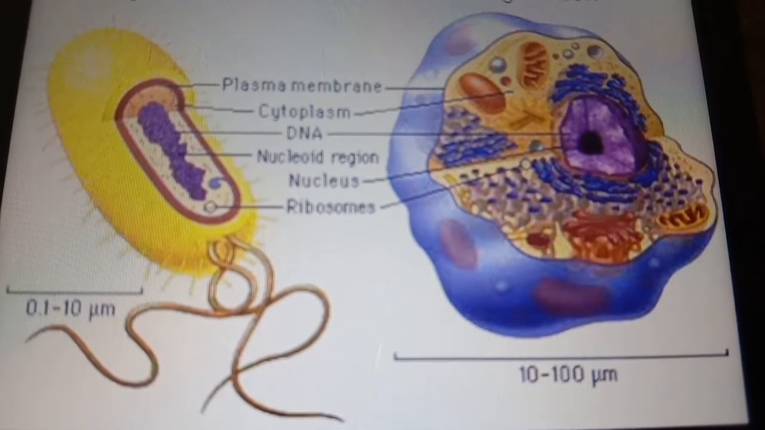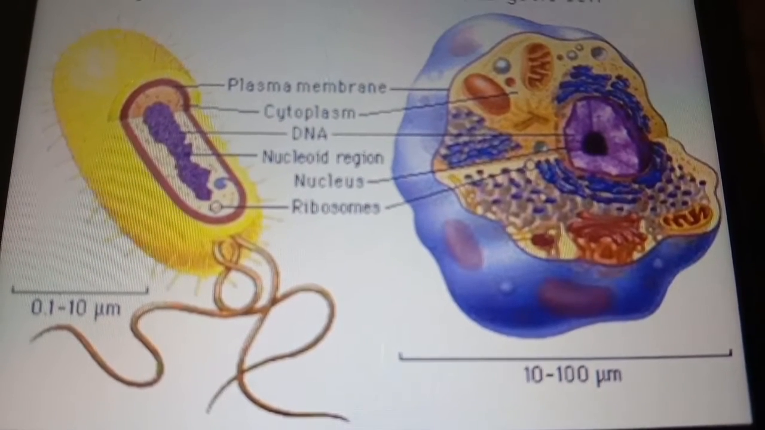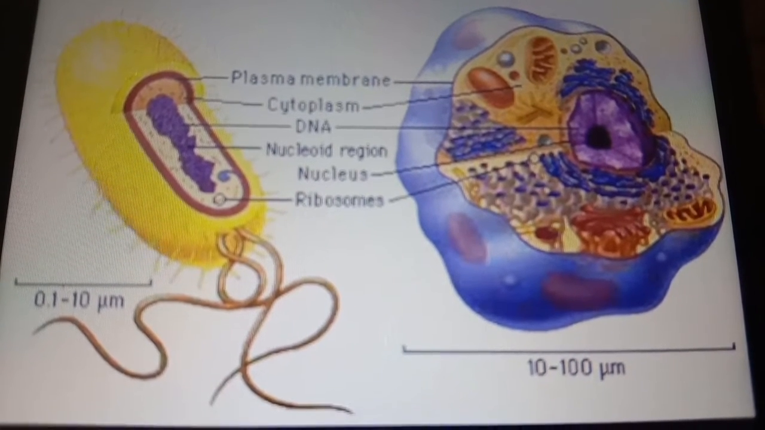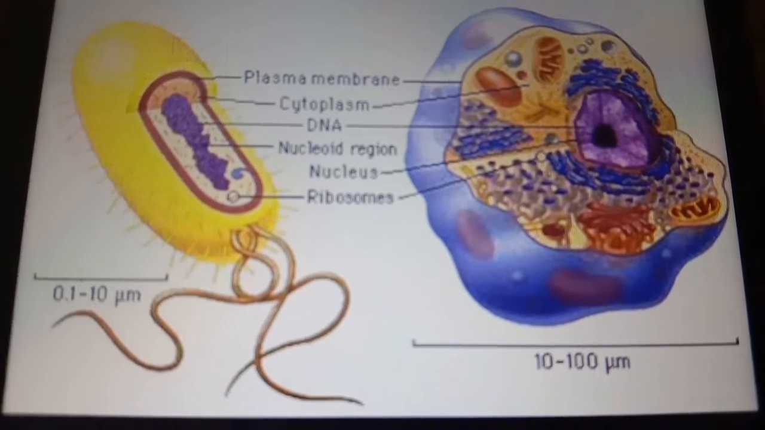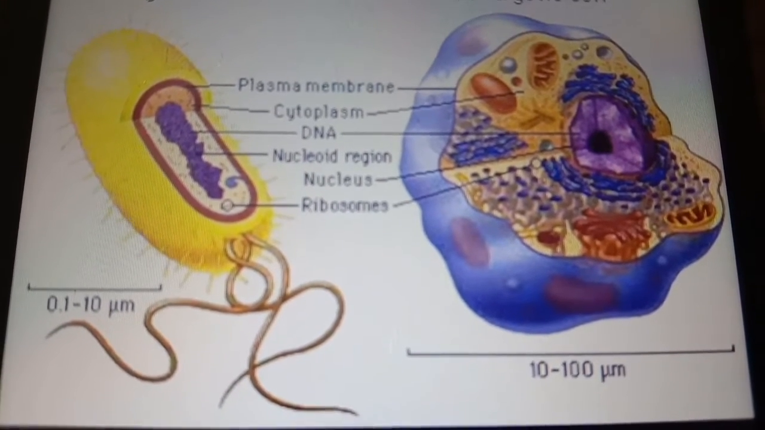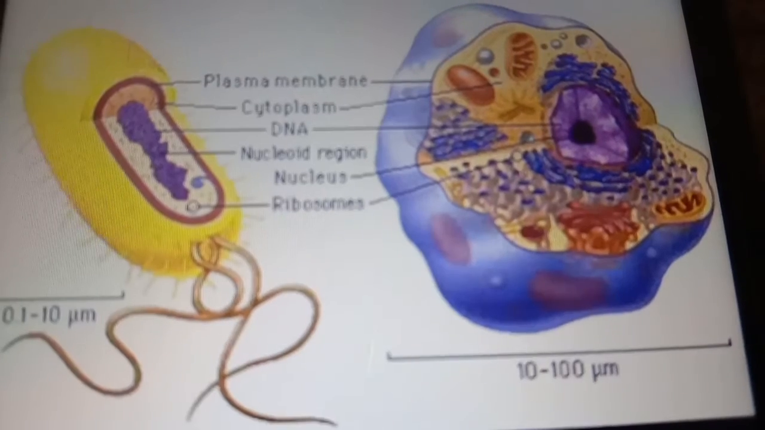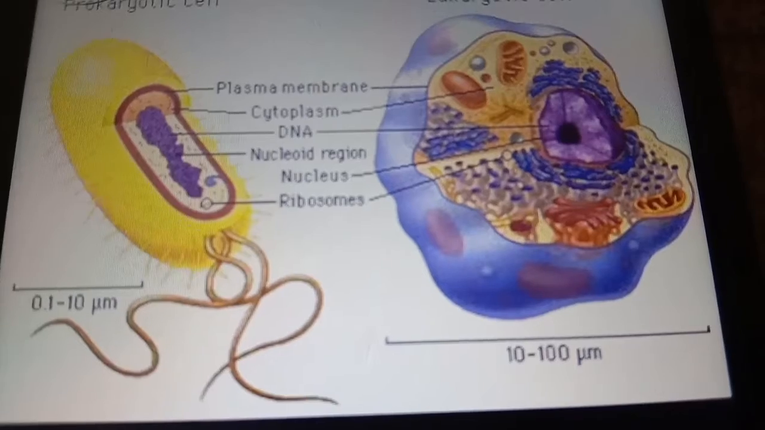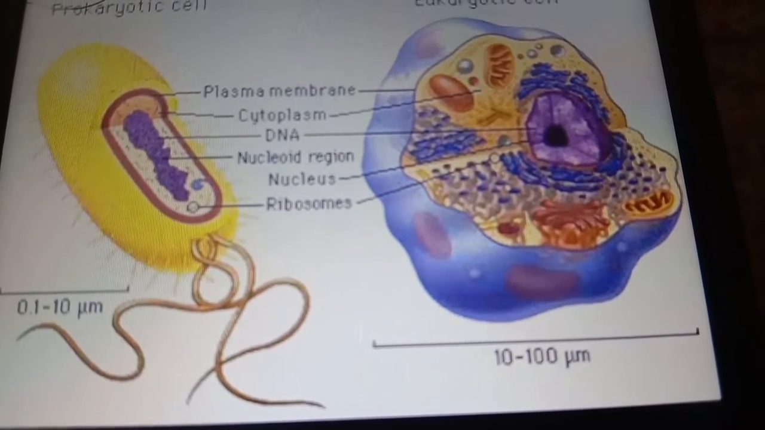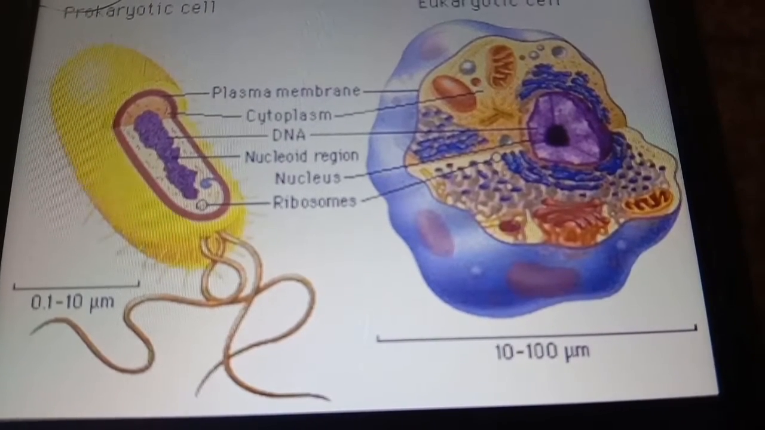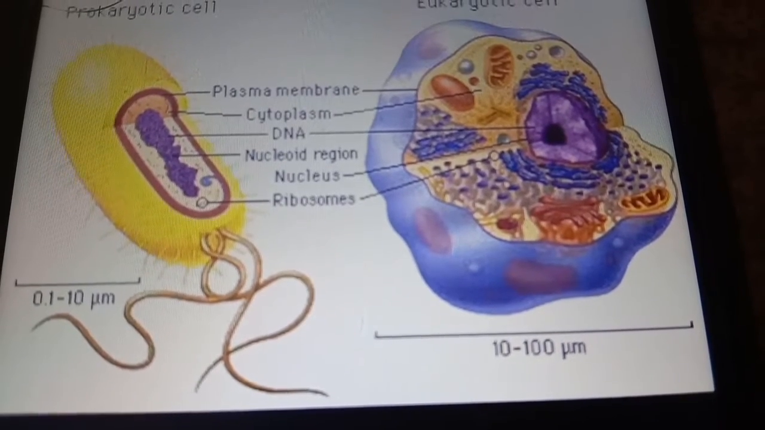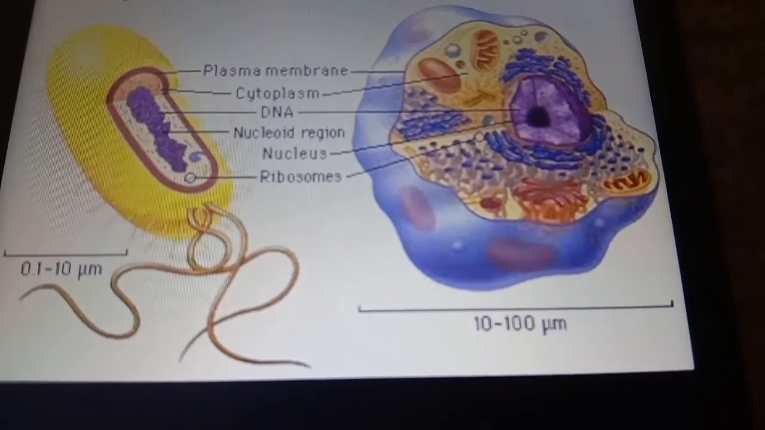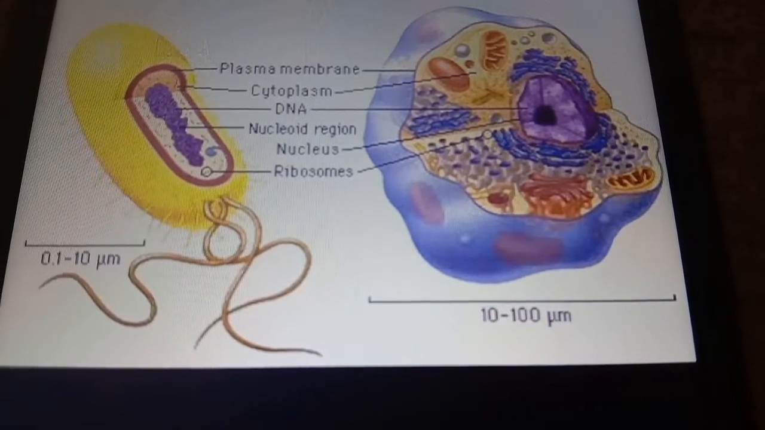So, eukaryotic cell structure. A eukaryotic cell can be a unicellular or multicellular cell. It is more complex than the prokaryotic cell, and it is 10 times larger than the prokaryotic cell. Eukaryotic cell means true nucleus.